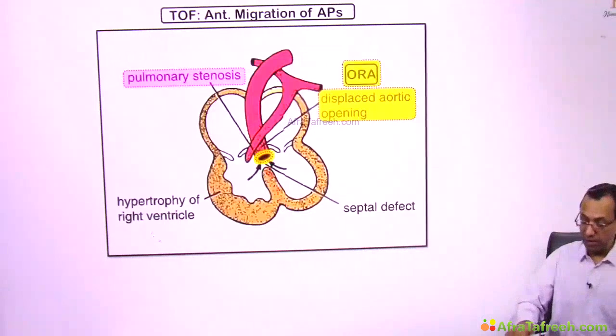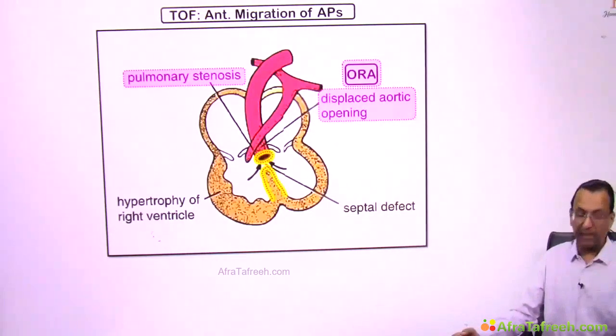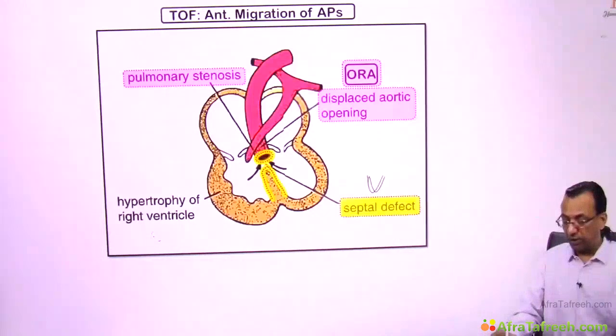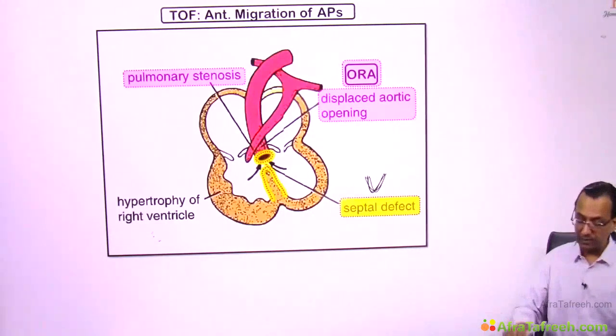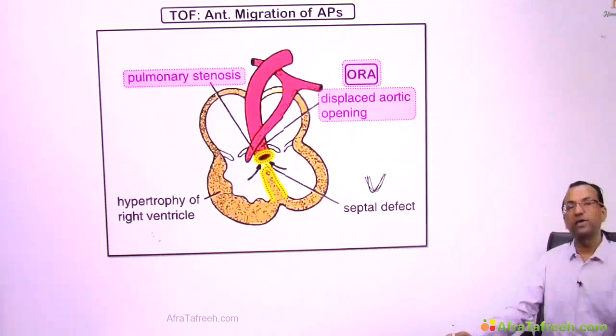But if it is overriding the interventricular septum, then it is opening into both the ventricles. Yeah, it is opening into both ventricles, and this is called the VSD, ventricular septal defect. So there is a ventricular septal defect in the membranous part. This is the muscular part, and that is the membranous part. The membranous part has the VSD now.